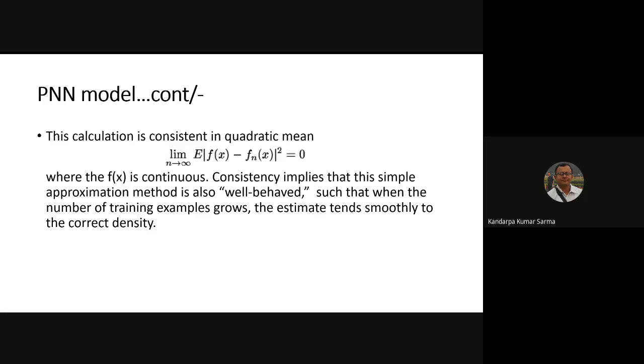Now this particular calculation is consistent in the quadratic mean, where we take a limit of the estimation of the value of the function, small f of x minus small f of n of x, squared, where small f of x is continuous. Here, consistency means that this particular approximation is a well-behaved method or function, such that when the number of training samples grow, the estimate tends smoothly to the correct density.